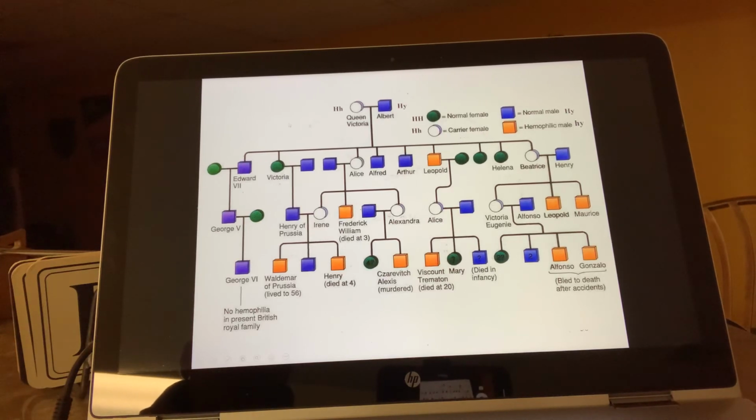So basically what you can see is that on this chart, X-linked recessive inheritance shows up largely in males, and oftentimes it shows up being passed from carrier females, shown as white circles here, that are normal, don't know they have the disease, but they pass the disease on to half of their sons.